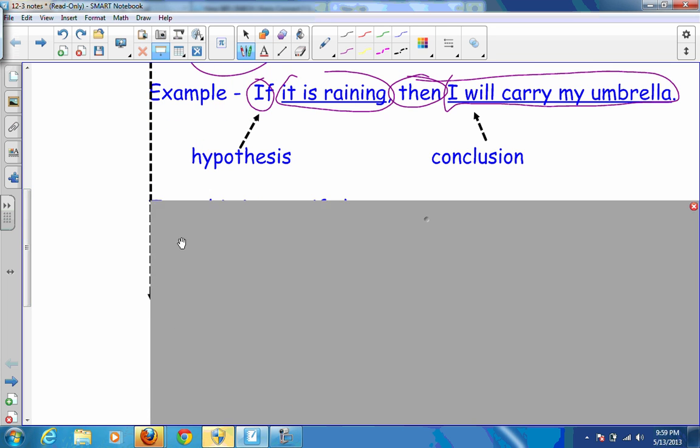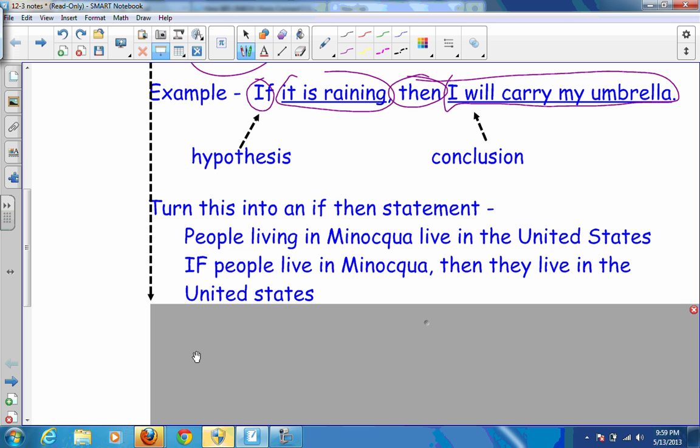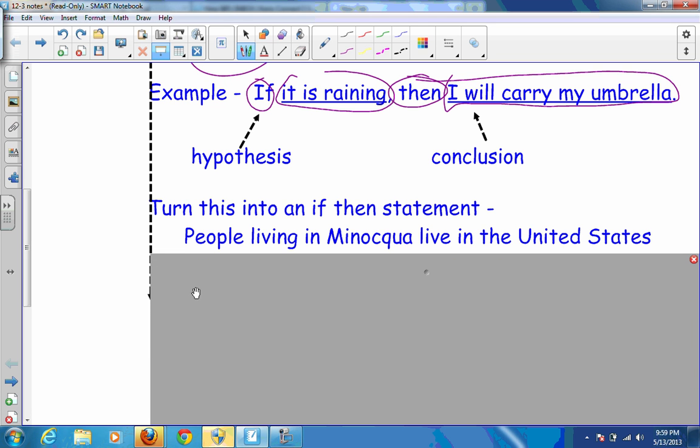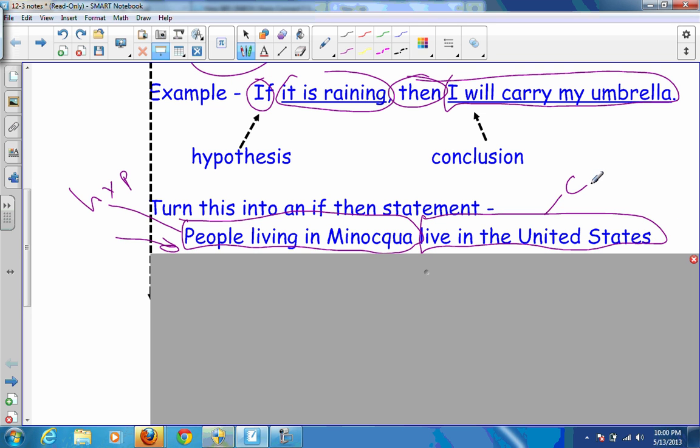Some of the examples on your homework tonight will ask you to turn statements like this into if-then statements. So here's the statement. It says, people living in Minocqua live in the United States. Well, what's the circumstance? The circumstance or the idea is that people live in Minocqua, right? So I'm saying that is my hypothesis. And then what's the conclusion? Well, if you live in Minocqua, then we're saying that you live in the United States. So that is the conclusion.